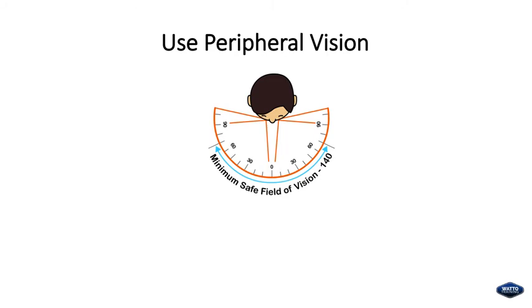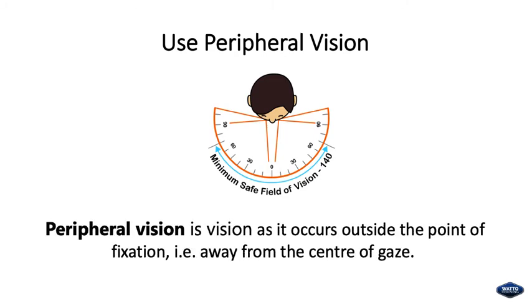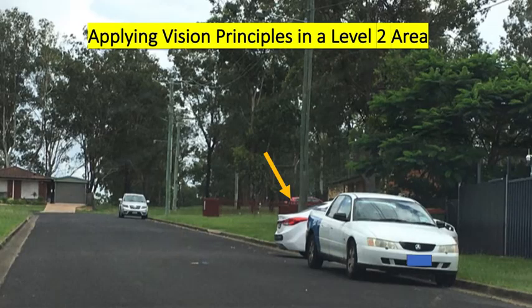Use your peripheral vision. We can see that peripheral vision is vision as it occurs outside the point of fixation, away from the center of gaze. This is an example of how vision principles are applied in a level 2 training area.